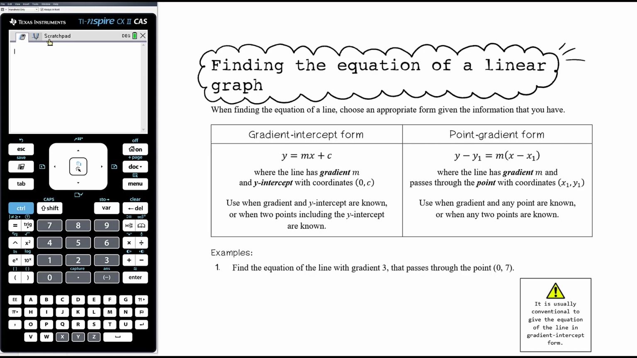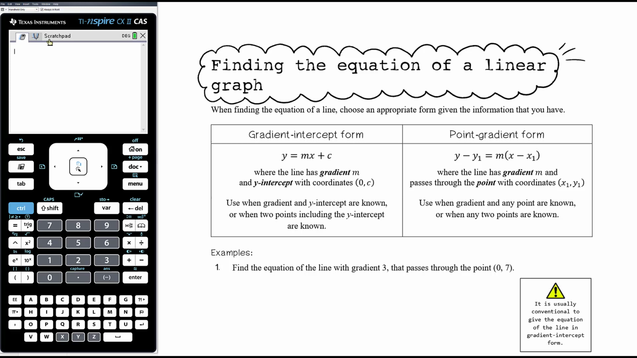However, I would only use gradient intercept form when I have the gradient and the y-intercept. Most importantly, the y-intercept. If I'm given the y-intercept, absolutely I'm going to use gradient intercept form because I can pretty much write the equation down straight away. Whereas if I have gradient and a point that is not the y-intercept, I would use point gradient form, this form on the right-hand side of this table here.